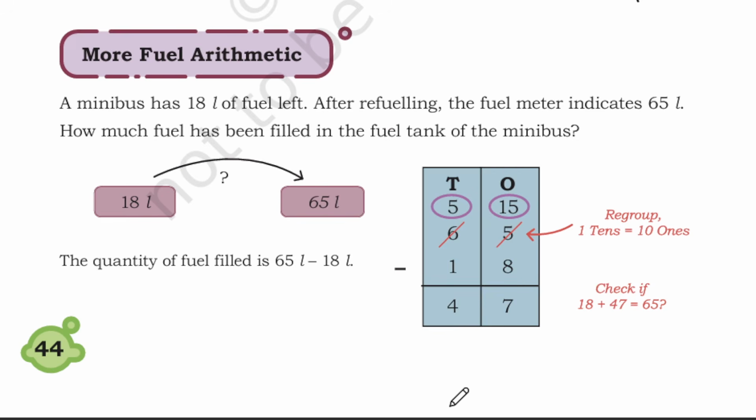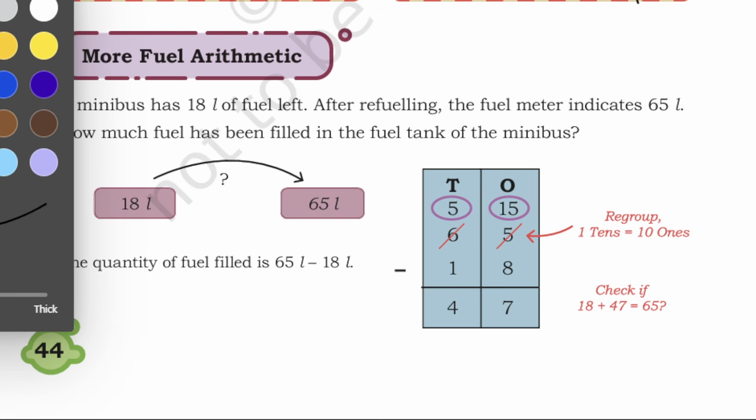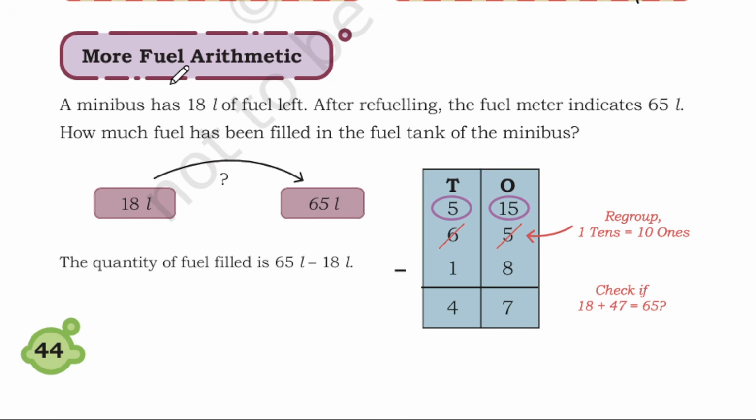All right. So now we will go to the part 2 video. Okay, here: more fuel, more arithmetic. Okay, so now let's see this one. A minibus has 18 liters of fuel. After refilling, the fuel meter indicates 65 liters. So how much fuel has been filled in the fuel tank of the minibus? Initially it has 18 liters. Once the fuel has been refilled, the meter is showing 65 liters. So how many liters of fuel has been added so that 65 liters is showing? They have given the method here: 18 plus a blank is 65 liters.